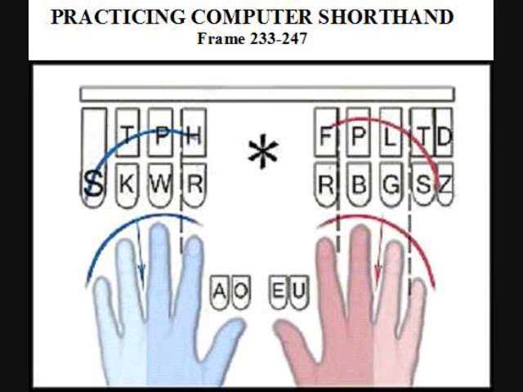Okay, this is the 16th tape in Practicing Computer Shorthand, and it covers study frames 233 through 247.